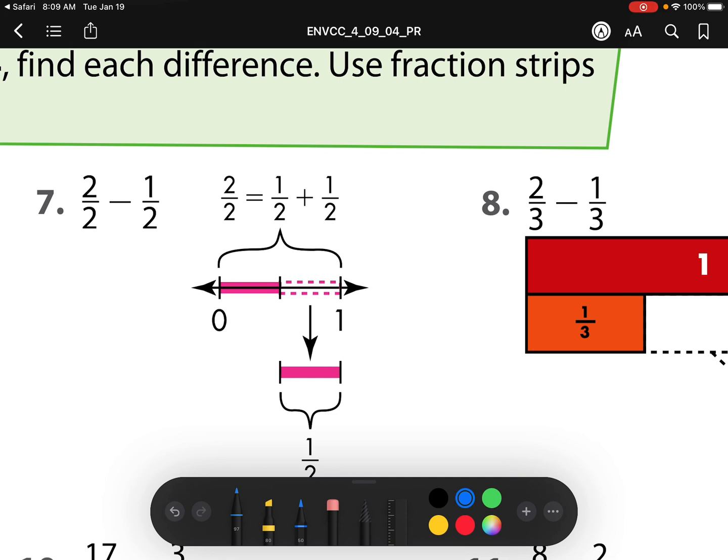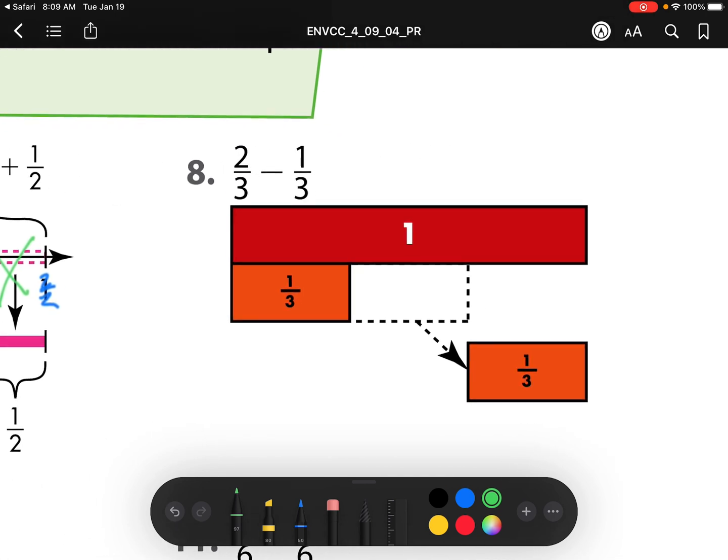Now number 7, they have a number line for us. We start out with 2 halves, which I see is here is 1/2, 2 halves. And we're taking away 1/2. They took that away. What are we left with? We're left with 1/2. Over here, same thing. The denominator will be 3 because it always is. We had 2/3 and we took 1 away. So what are we left with? We're left with 1/3.